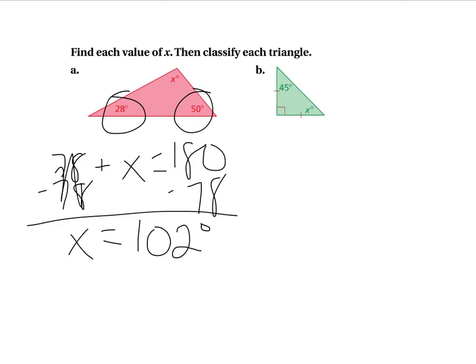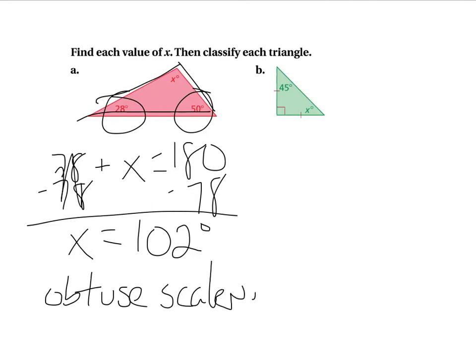Now, we need to classify that triangle. From last section, we know that because it's greater than 90, it has to be obtuse. And if you look there, not one side is equal in length, so that makes it scalene. So it's an obtuse scalene triangle.